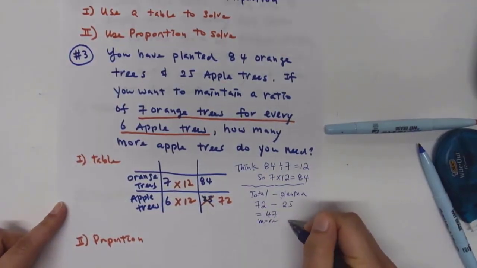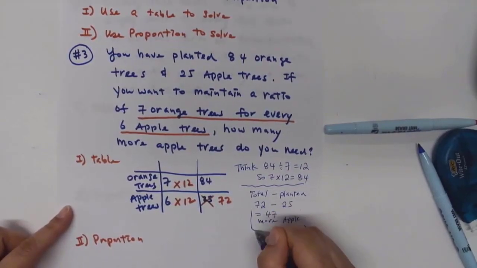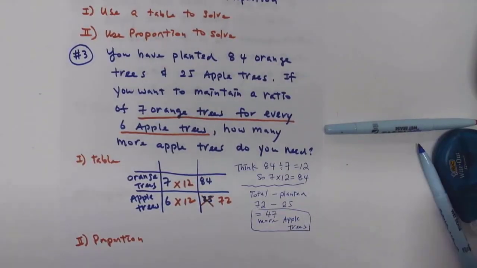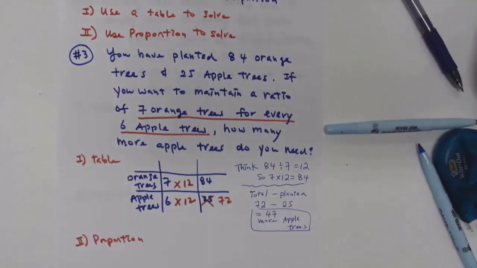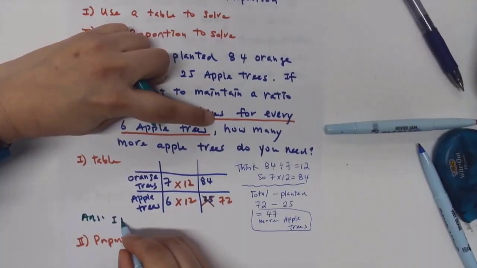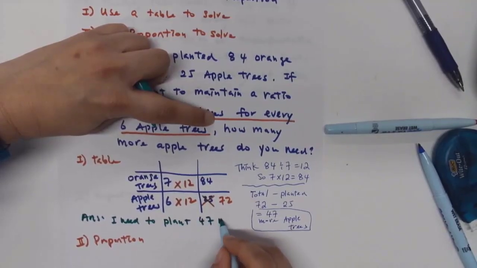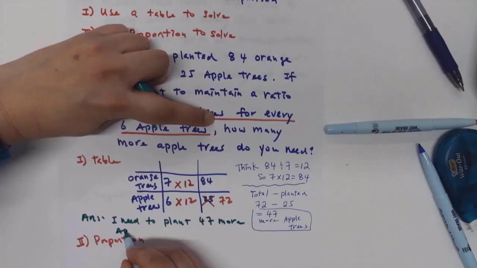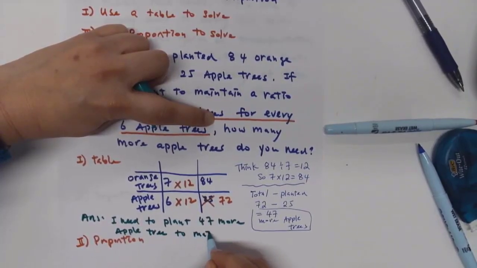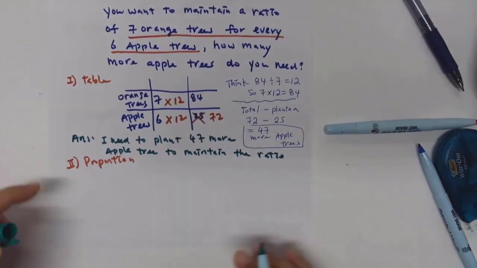apple trees. Is that okay? So that would be the answer. Because it's a work problem, I'm going to need to write an answer statement. I'm going to say I need to plant 47 more apple trees to maintain the ratio, right? Okay, so that's how you use the table to solve it.